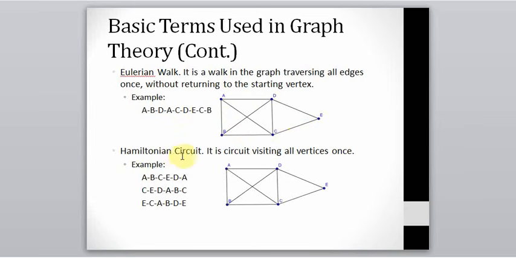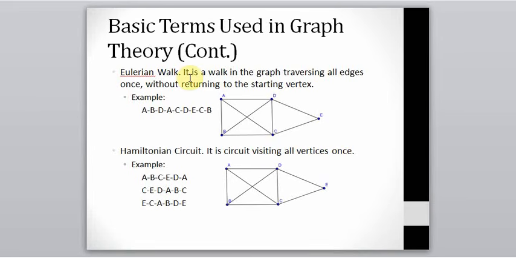So next is Hamiltonian circuit. Again, it is a circuit, so you need to start and end with the same vertex. Then this is Hamiltonian, so it talks about vertices. For Hamiltonian circuit, it is a circuit visiting all vertices once.